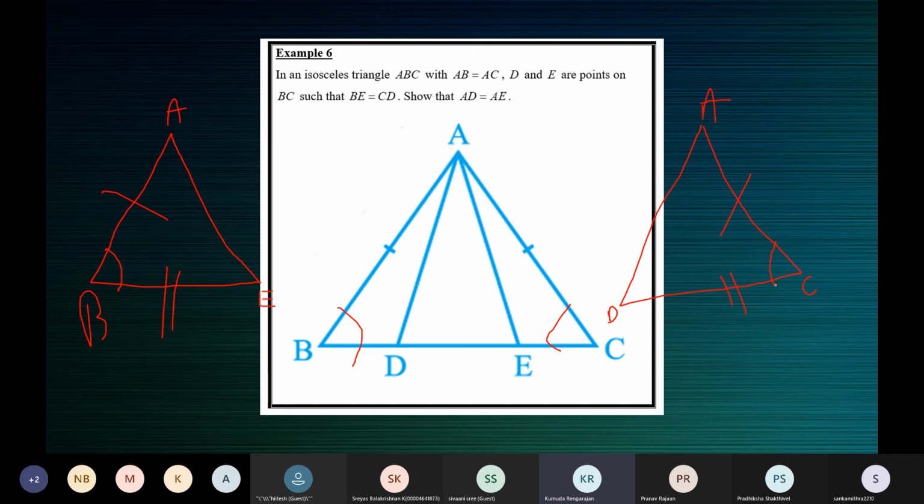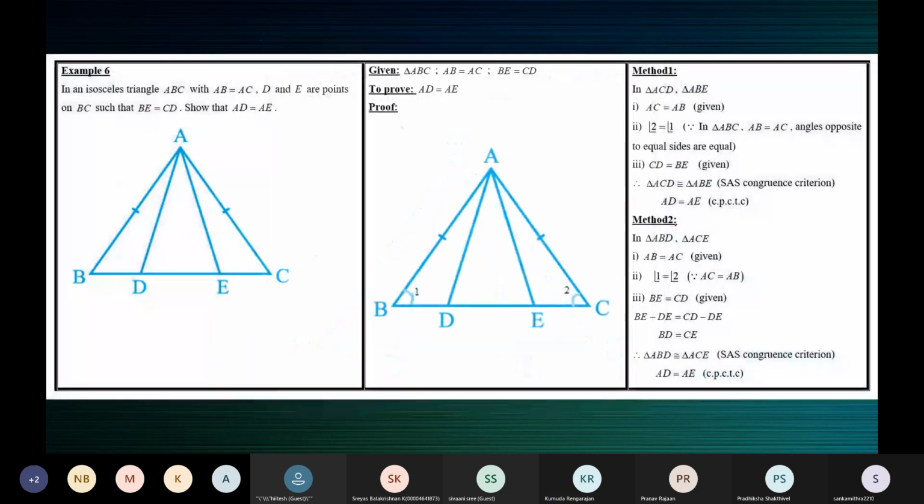Therefore, AD is equal to AE, the third pair. This one, AD is equal to AE. And that's what is here. Take a screenshot.